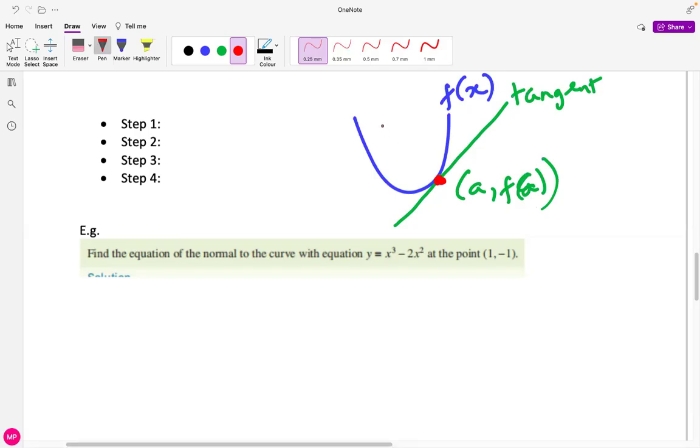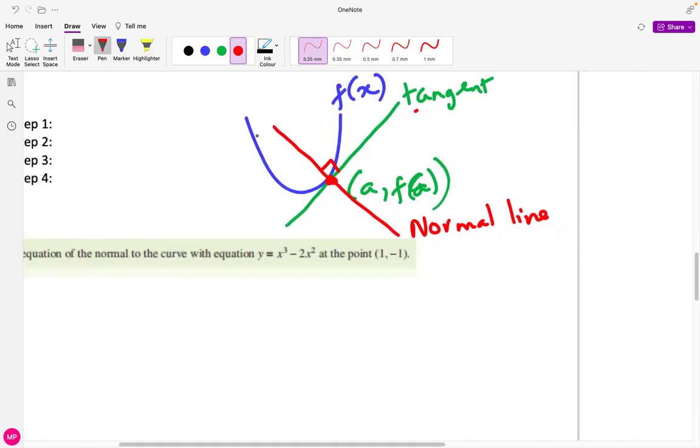So from here, you're going to make 90 degrees. So it's going to look like that. And it makes 90 degrees here. So this line we call a normal line. So a normal line and the tangent line, they're perpendicular to each other. Because they're perpendicular, what happens is the gradient of the normal times the gradient of the tangent.